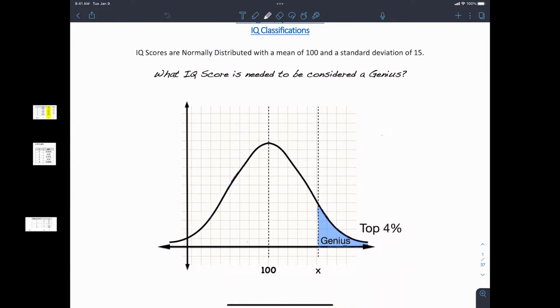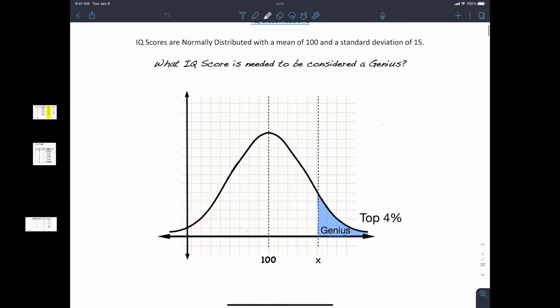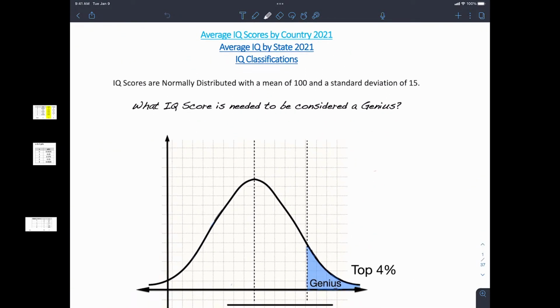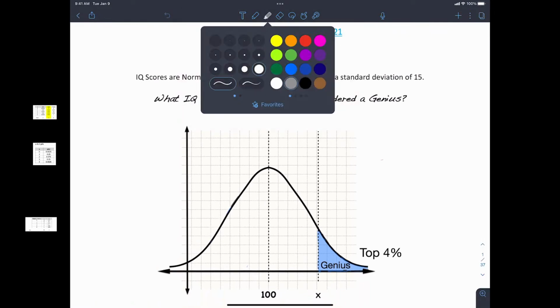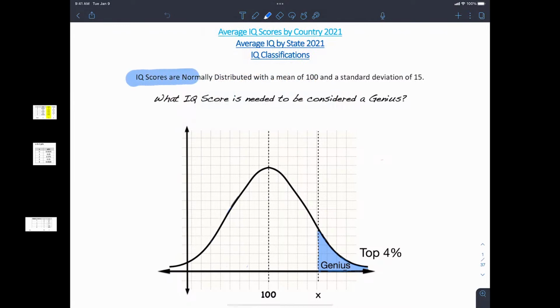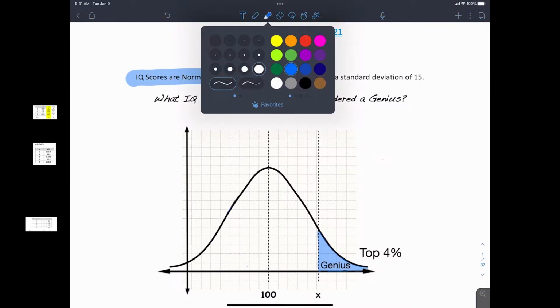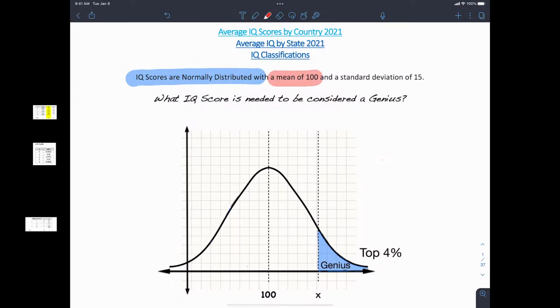Now, remember this. The first examples we worked with were about IQ scores. Is that right? Now, here's what's going to happen. We're going to work backwards. This is what I mean by working backwards. Remember this? IQ scores are normally distributed with a mean of 100 and a standard deviation. What IQ score is needed to be considered a genius? IQ scores are normally distributed, a bowl-shaped curve. The mean is 100, and the standard deviation is 15.